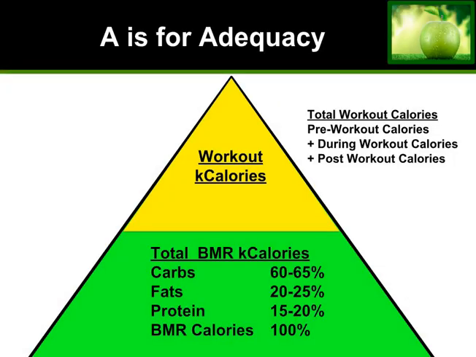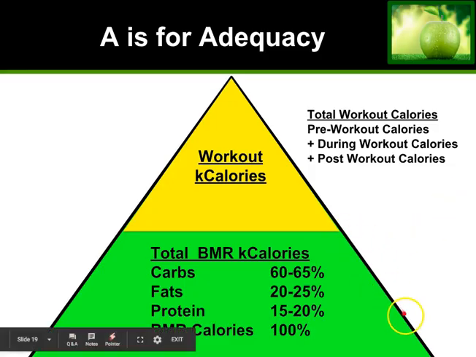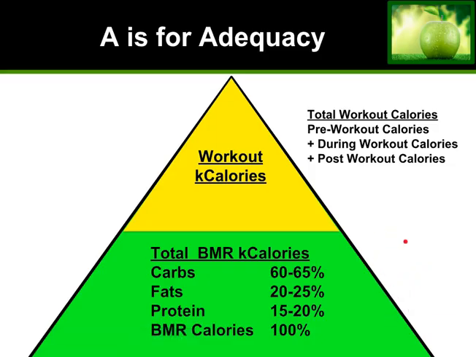The first part of my acronym ABC TV is A, and stands for adequacy. With athletes, as with regular individuals, it's important to get adequate calories in your diet. Now, those calories include here at the base of the pyramid your total basal metabolic rate, kilocalories. And then on top of that, you have all of the kilocalories that an athlete uses during their workouts.